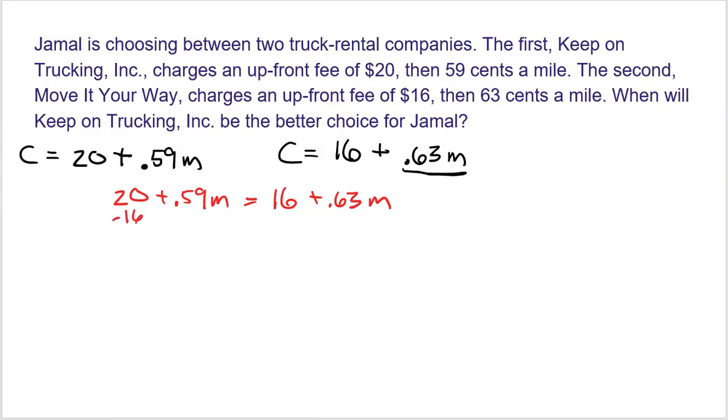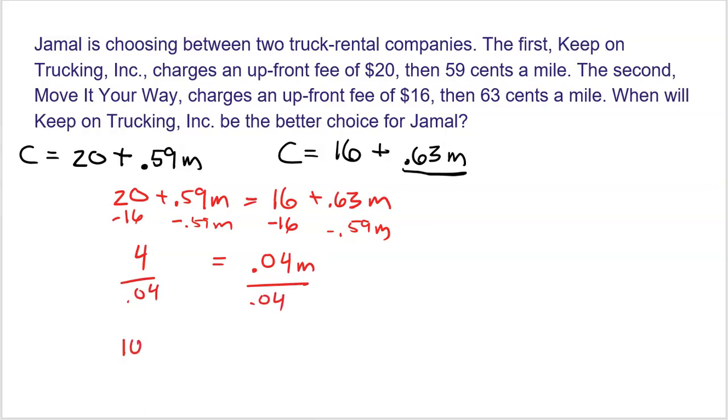So first I'm going to subtract 16 from both sides. So I get a 4. Then I'm going to subtract 0.59m from both sides. Just kind of use my variables here. And that's 0.04m, or 4 cents m. Then I'm going to divide both sides by 0.04. That's pretty easy. And we get 100. Didn't even need to calculate for that. So after 100 miles, they are tied.